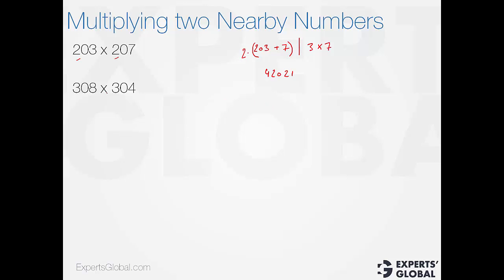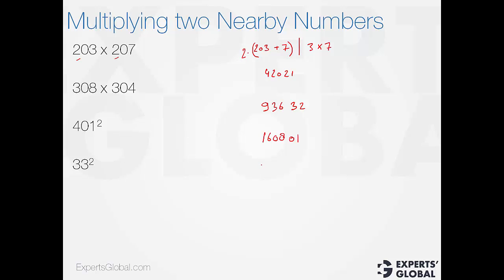Let's try this one. 308 plus 4 is 312, into 3 this time would be 936 coming here, and 8 4s are 32 here. That's the value. 401 square, so 401 plus 1 is 402. Multiply 402 with 4, it would be 1608, and 1 square is 1, but we need 2 digits here, so it becomes 01. 401 square is 160801.